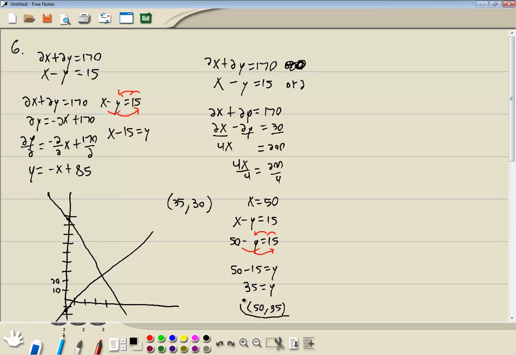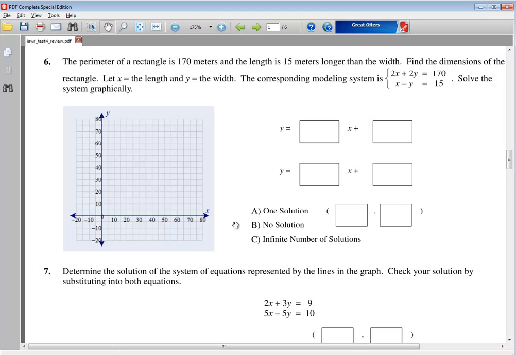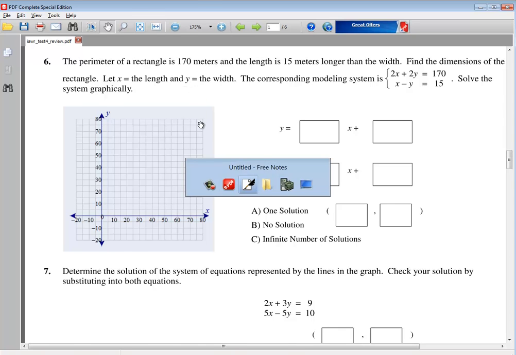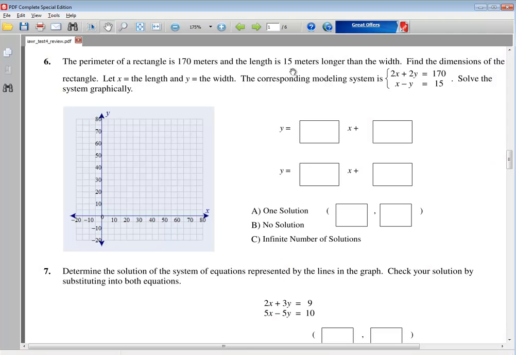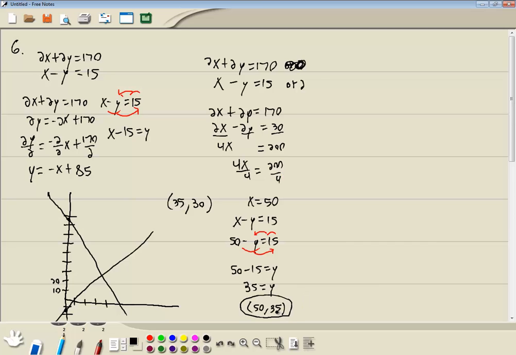Now a lot of times you can check it by seeing if it makes sense with the problem. 50 and 35. Perimeter is 170, a rectangle. Well, yeah, that'd work. Assuming this is the width and this is length, so I'd have to look to see which is which. But anyway, the perimeter adds up to 170, so that's a plus. Length is 15 meters longer than the width. Yeah, this is 35 plus 15 gives you 50, so that checks.